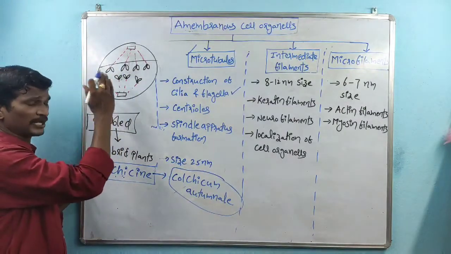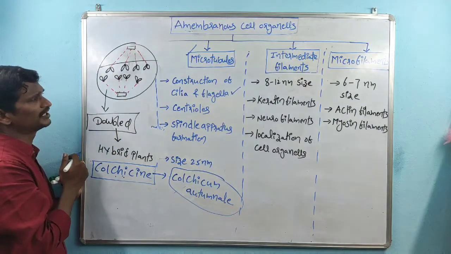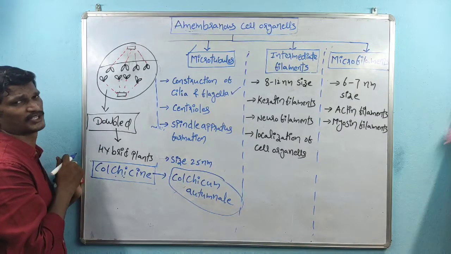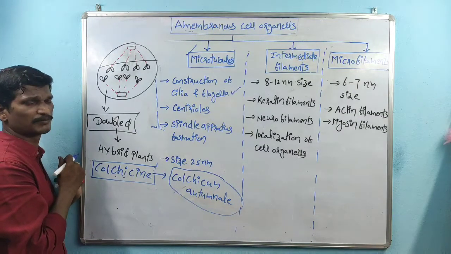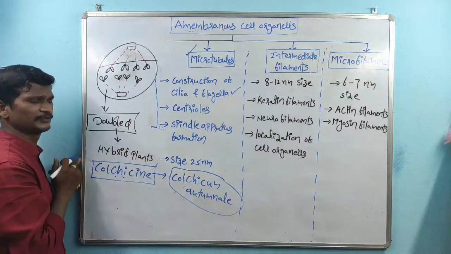Then the number of chromosomes in a cell is doubled. Then we use those particular cells for hybrid plant production. Right? That is about spindle apparatus formation inhibition.